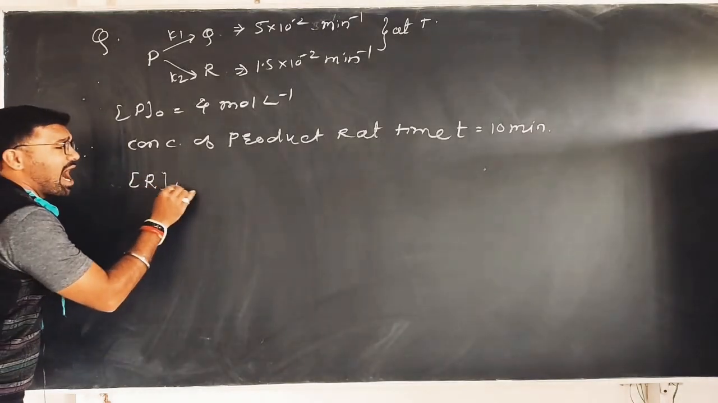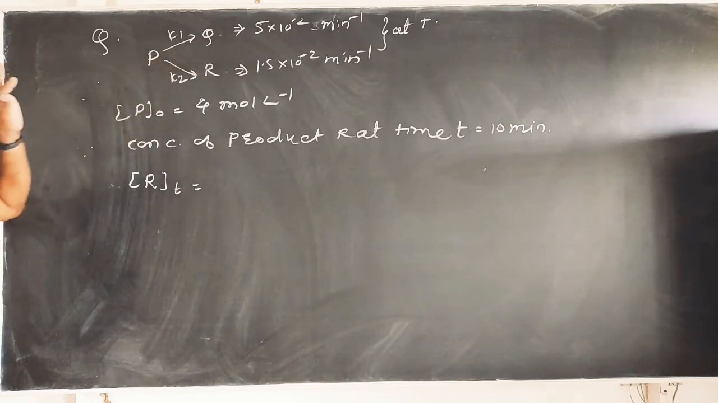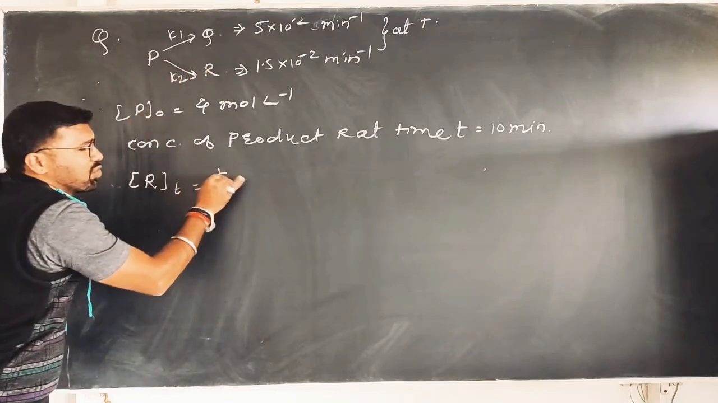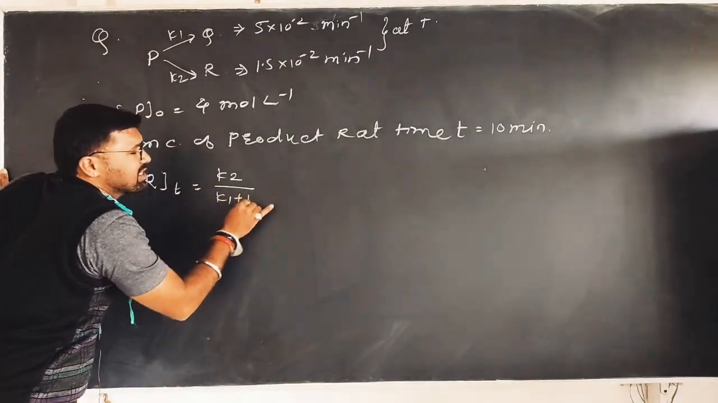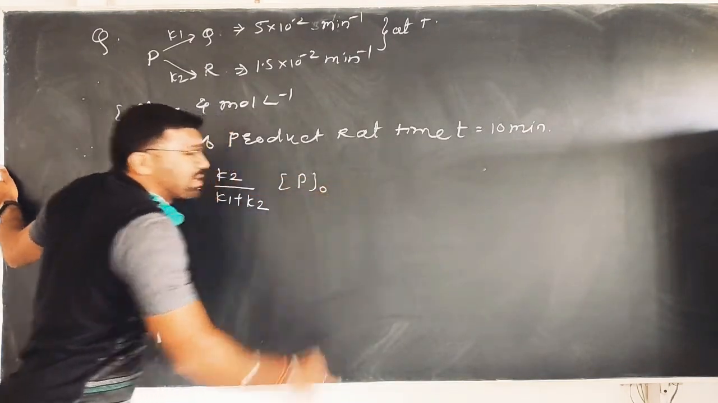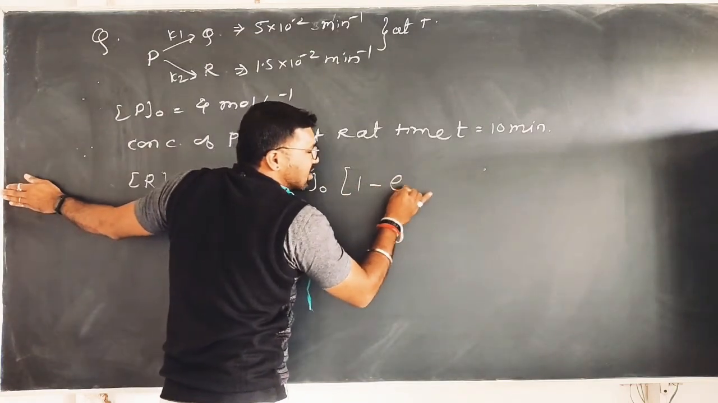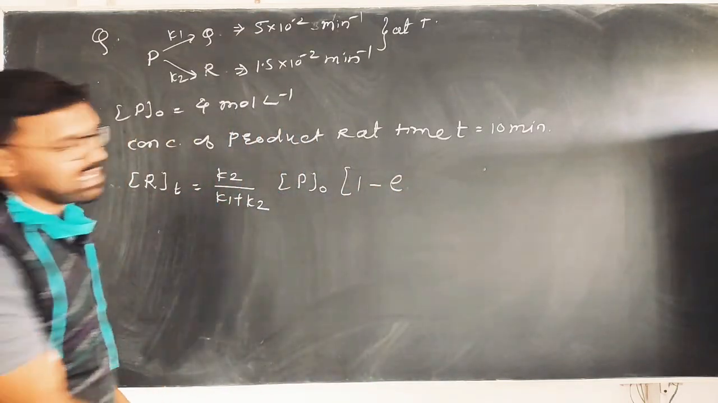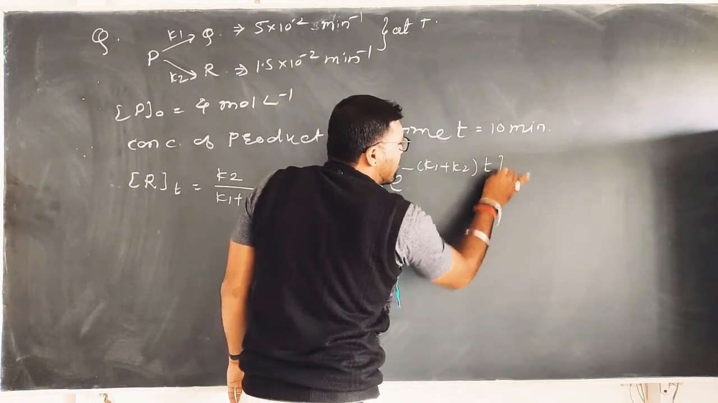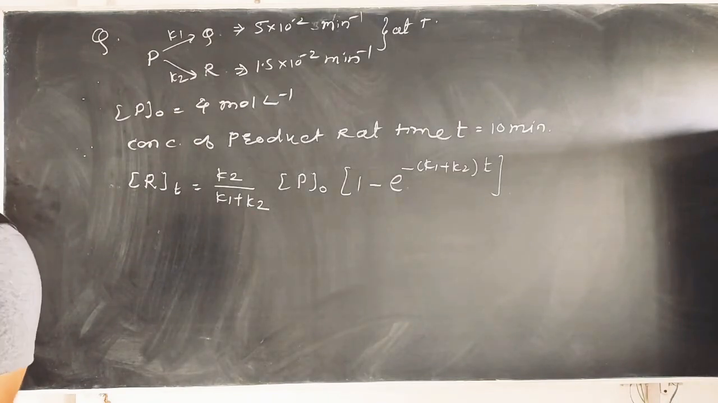R is the second product. So we have the formula: the rate constant K2 upon K1 plus K2, into the initial concentration of reactant P, into the bracket 1 minus e raised to minus (K1 plus K2) into time t. This is the formula for determination of the concentration of product at time t.